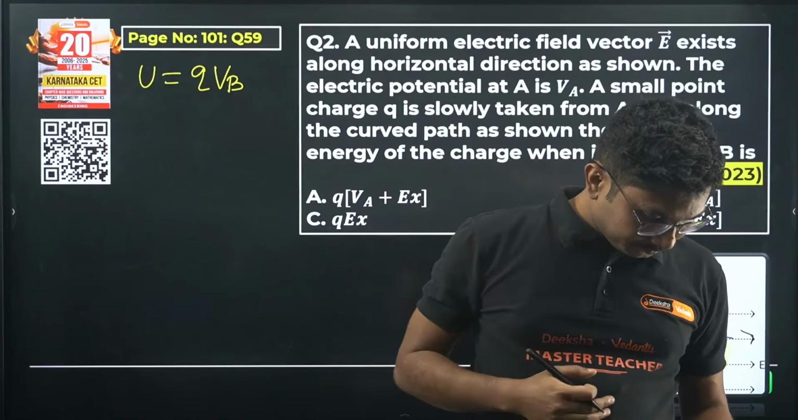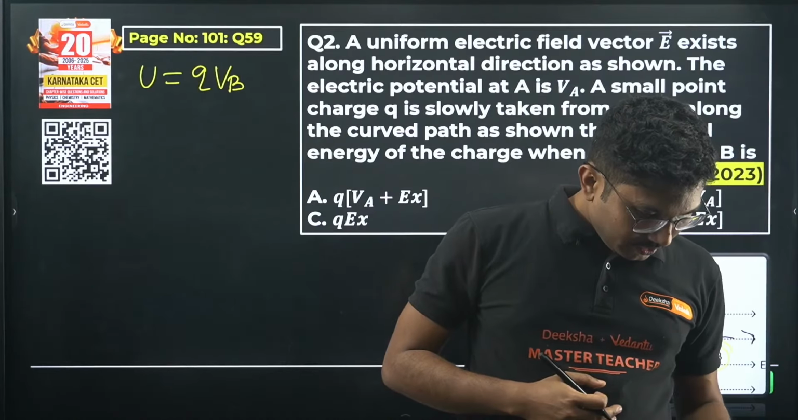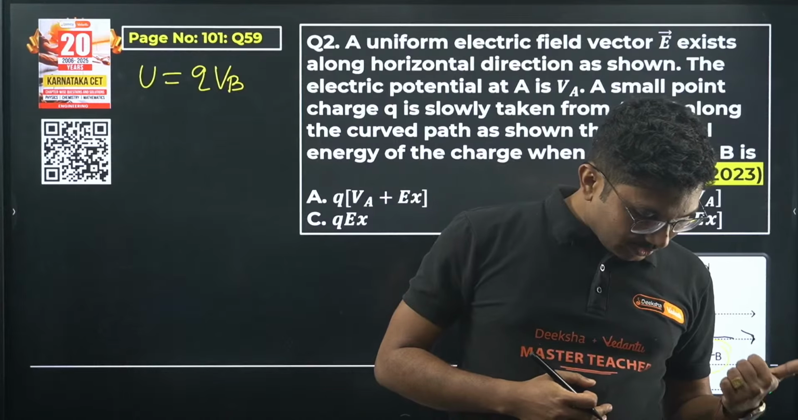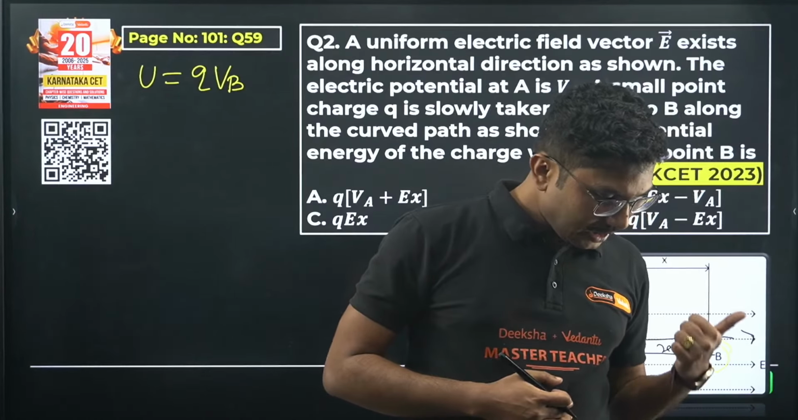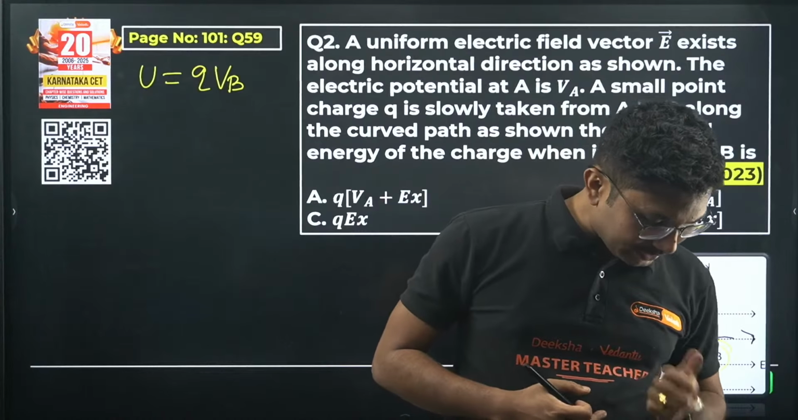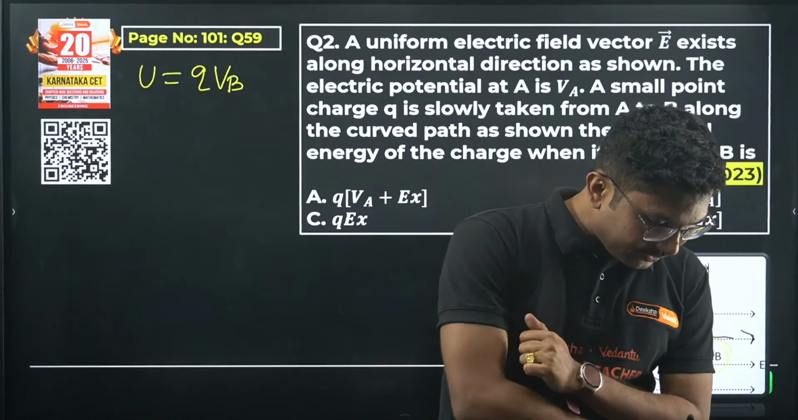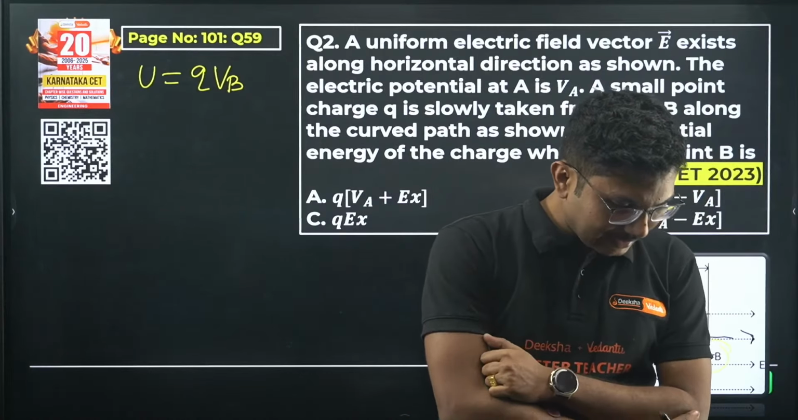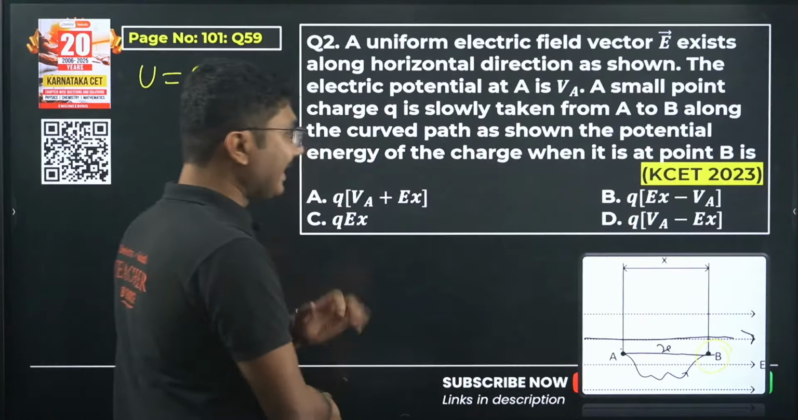Vinod is saying option C for this question. Manjunath is saying D. Vinod changed his opinion, saying option A. Madhavi is saying D. Alan is saying D. Okay, let's see. Very interesting question.